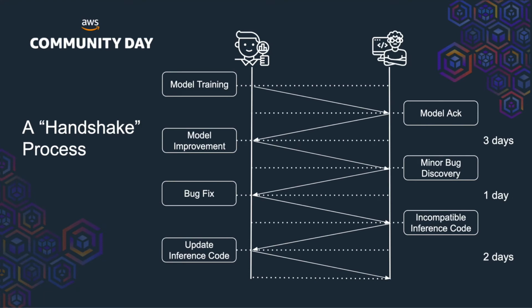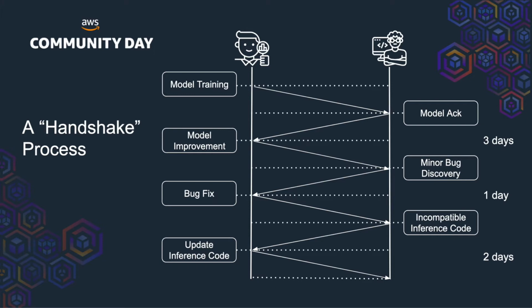And it goes like this. The data scientist does the model training, the model has been trained, and then the engineer acknowledges the model readiness for deployment. Later on, the data scientist realizes there are some improvements that can be done to the model. So a few days later, they improve the model and let the engineer know that the model is ready for deployment. And this time, the engineer might find some minor bugs in the updated model. So they notify the data scientist to do bug fixing. A day later, the bug has been fixed. The model is passed back to the engineer.